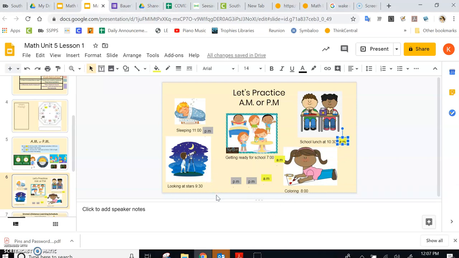How about this one? Looking at the stars, 9:30. Is that AM or PM? PM is the correct answer.